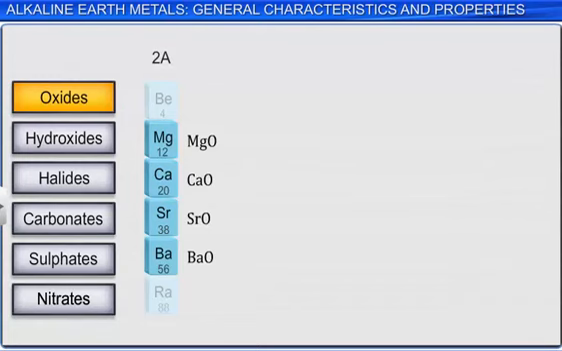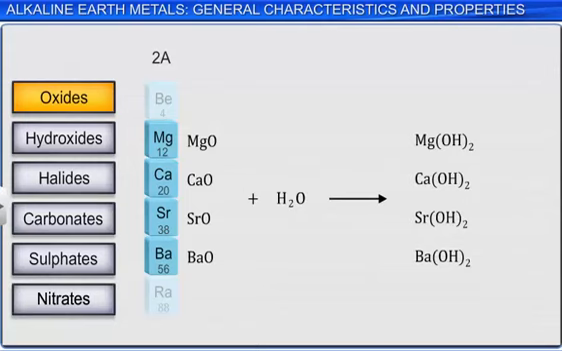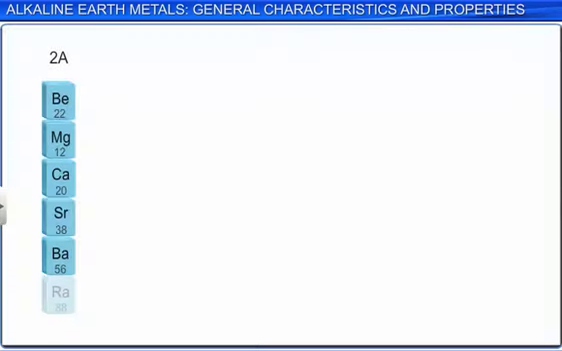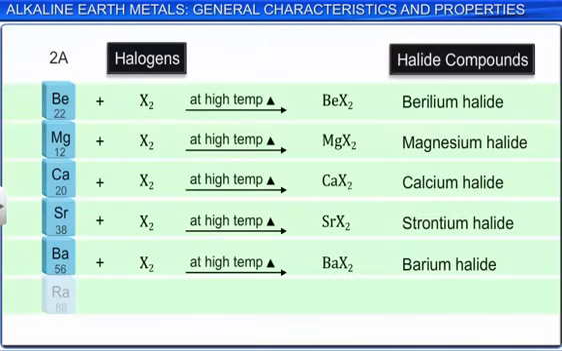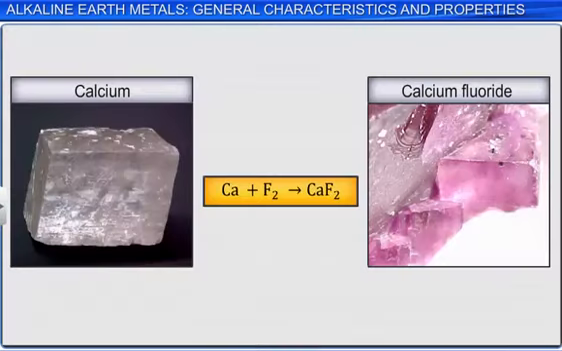All the group 2 metals can react with halogens, forming halide compounds. These reactions usually occur at high temperatures. For example, calcium fluoride forms when calcium metal reacts with fluorine gas. A sample of fluorite, a naturally occurring mineral of calcium fluoride, is shown in the photograph.